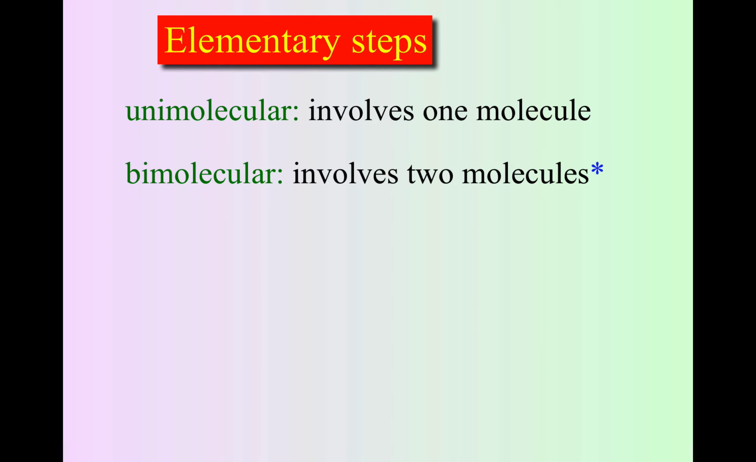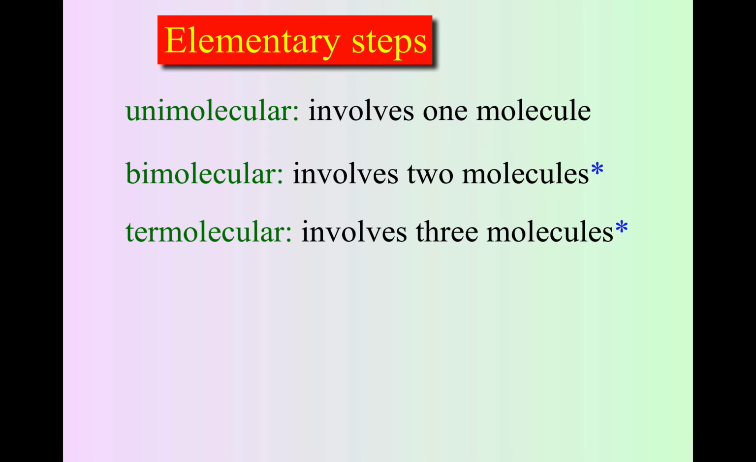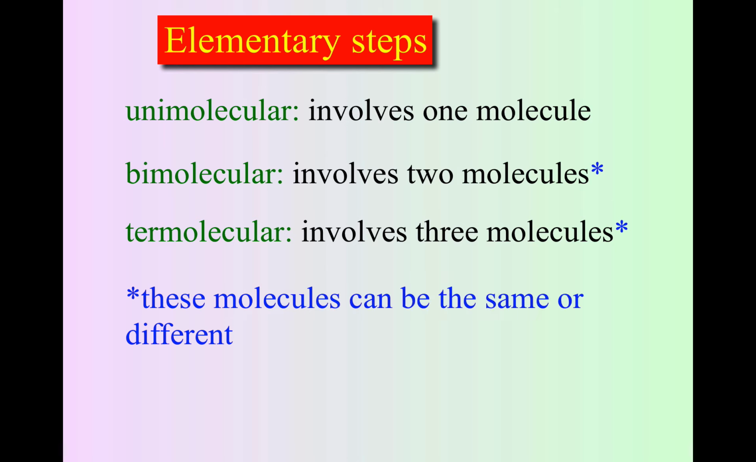All right, so elementary steps can be unimolecular, involving one molecule, bimolecular, involving two molecules. Again, what we are implying here is two things colliding. Termolecular, meaning three things colliding, and so on and so on. These molecules can be the same or they can be different, right, depending on what the mechanism is. So a unimolecular step is a step where you have one thing falling apart, disintegrating essentially, and in a bimolecular step and a termolecular step, you're getting collisions.